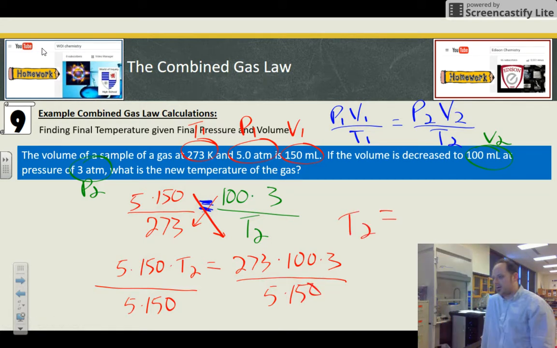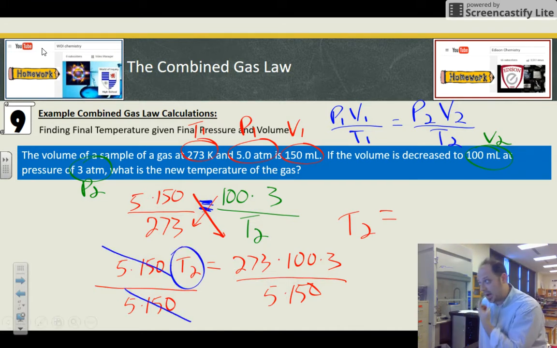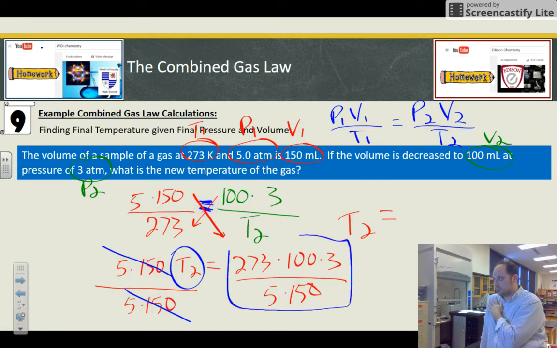So these cancel, and I'm left with T2, what I want, on the left. Then I basically just need to plug all the rest of this into the calculator. You either have to put these in parentheses or press equals after that, and then you can divide by those, and you need more parentheses, and then you're going to get a number right there.